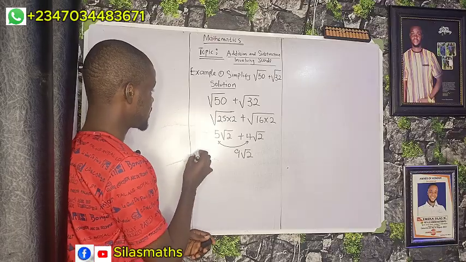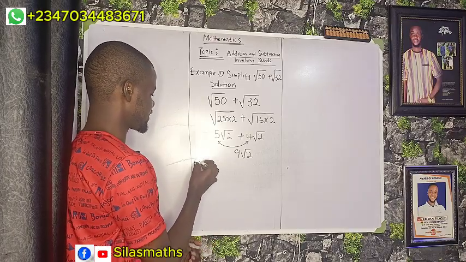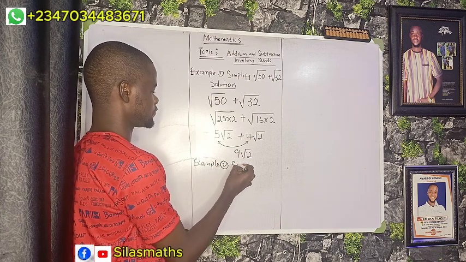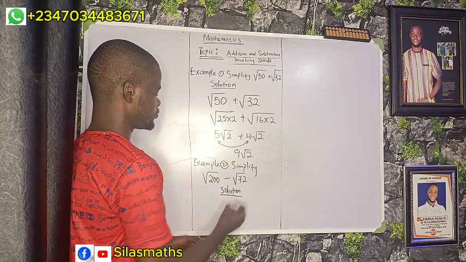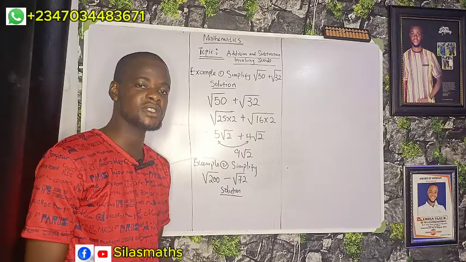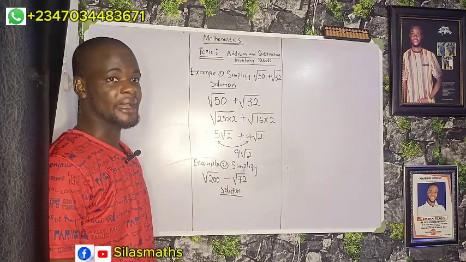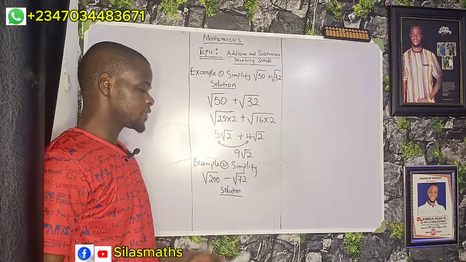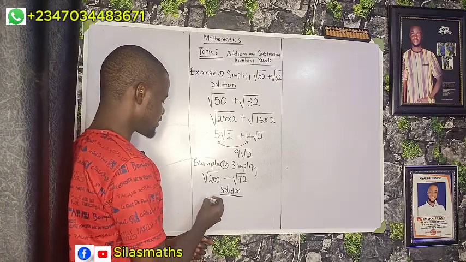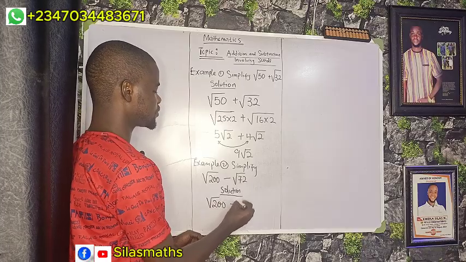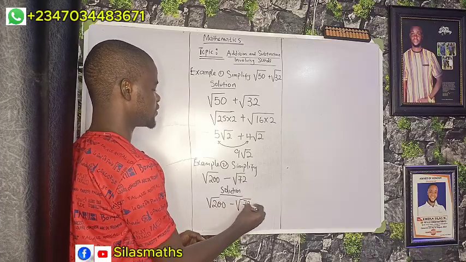That's perfect for this example 2. I have this example which reads, alright, so this is the problem. The question reads: simplify square root of 200 minus square root of 72. So still again, we have our root 200 minus root 72.